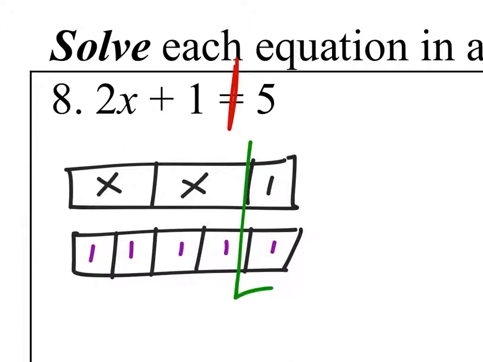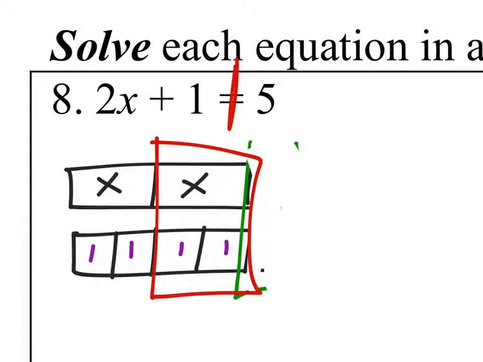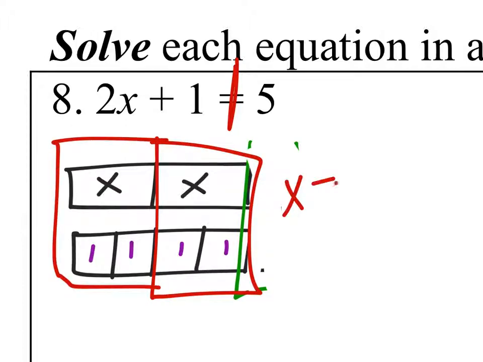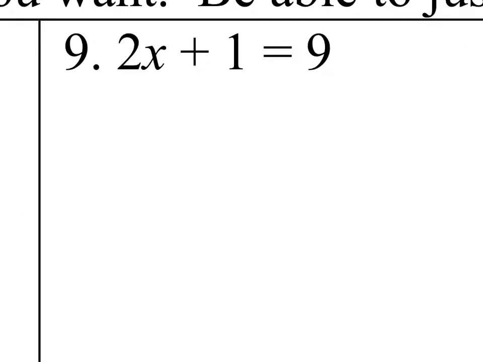Now of course the 1's match each other, so in essence they're not really that important either. But now I've got 2 x's that have a value of 4. So if I were to split this up, I can see that this x is 2 and that this x is 2. So we know now that x is 2. All right, number 9, I'm going to do this very differently though, okay?